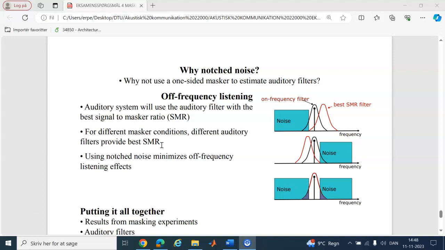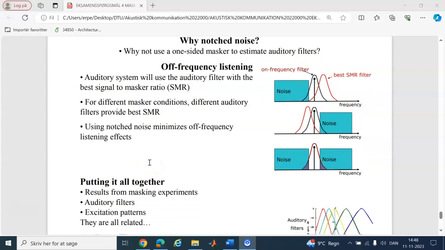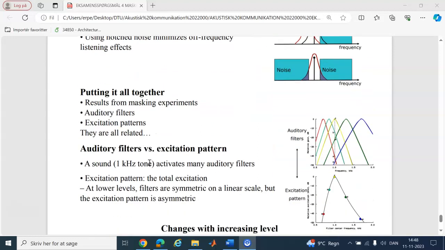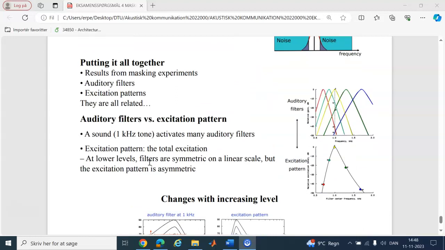You have backward masking and forward masking, and notch noise. Using notch noise minimizes off-frequency listening effects. Okay. Putting it all together, results from masking experiments: auditory filters, excitation patterns, they are all related.